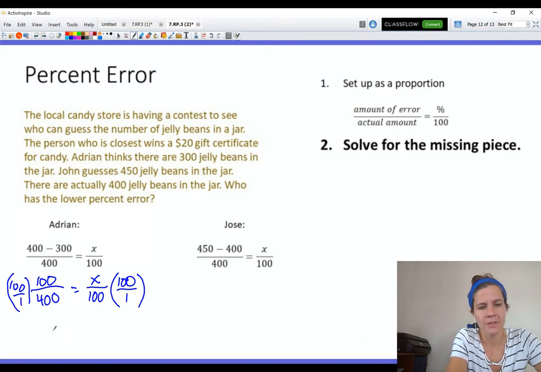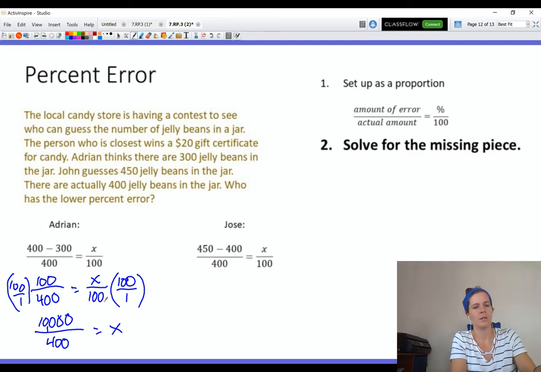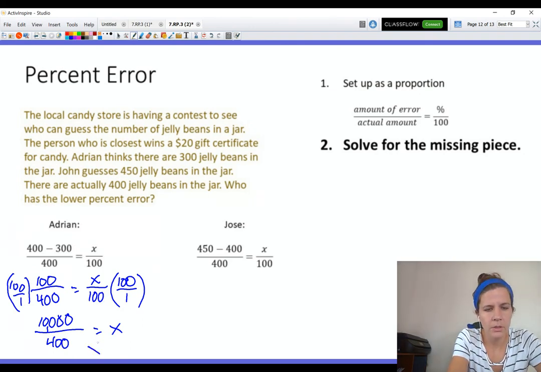Okay, 100 times 100 is 10,000 over 400 equals x. And let's see. 10,000 divided by 400 is 25. So here, Adrian has a 25% error.